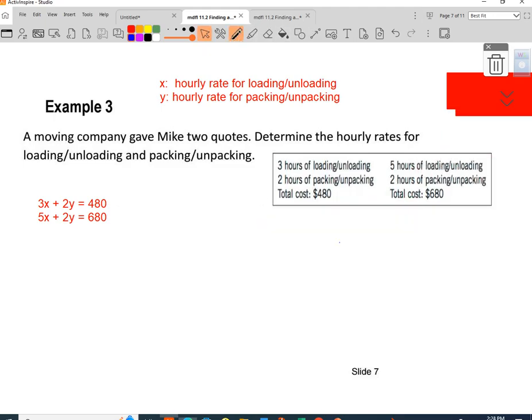All right, once we have a system, now we can use the strategy we just used. This is convenient because I can see they're both 2's, so I need the opposite of that, which would be -2y. If I multiply this one by -1, that makes it -2y, then I can just add them together. So 3x plus 2y equals 480, and I'm going to multiply all of these by -1: -5x minus 2y equals -680. And add them together.